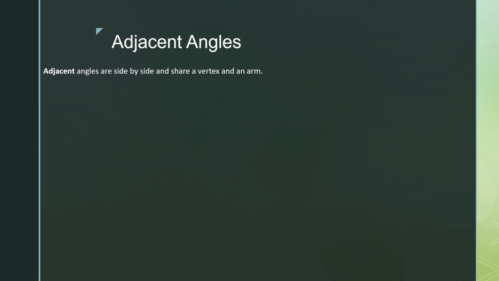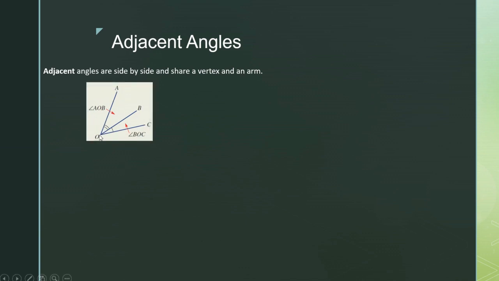So first of all, they're next to each other. As we look at this image, we can see two angles, AOB and angle BOC. These are side by side. But more than being side by side, they have to share a vertex. The vertex is the point here. So they do share this vertex, and they also have to share an arm.